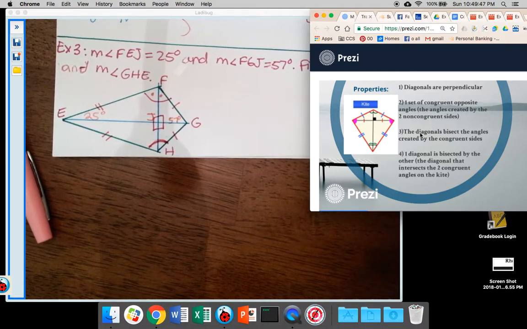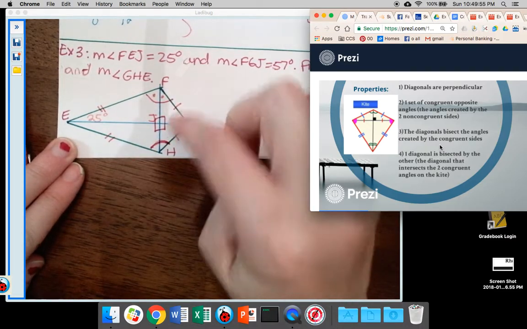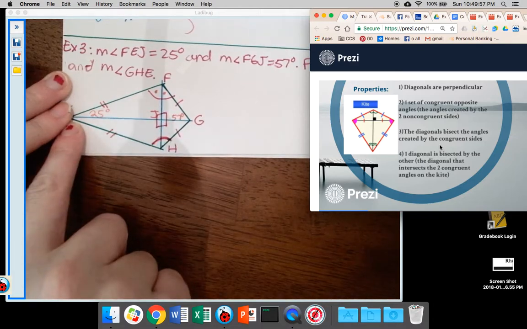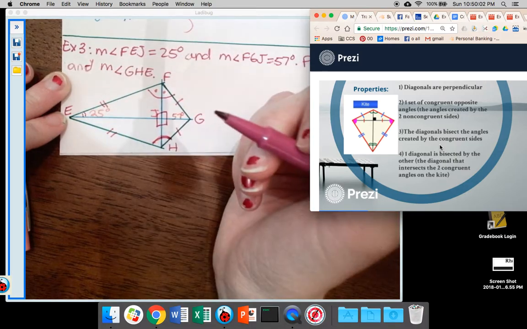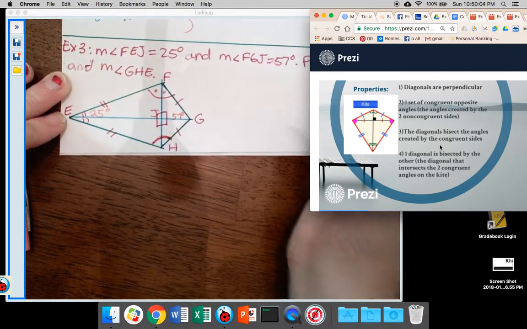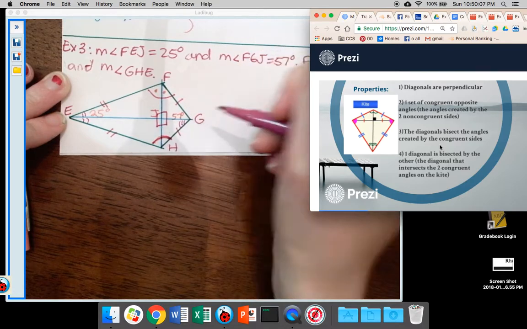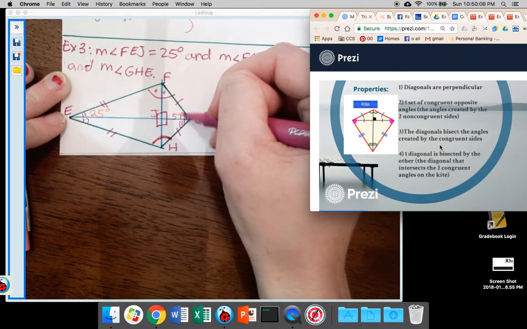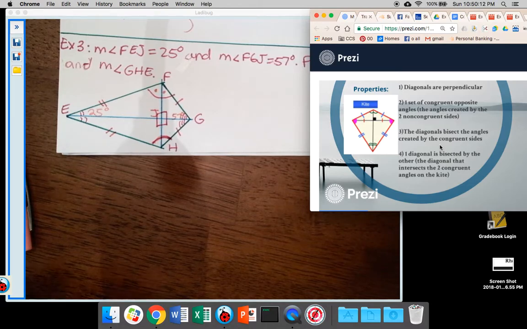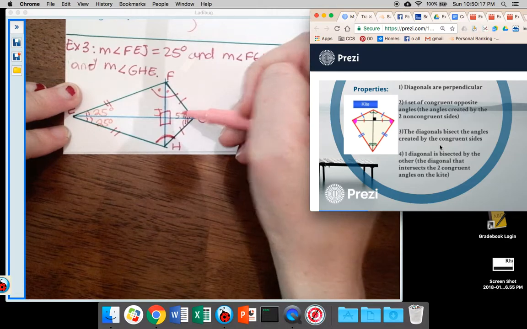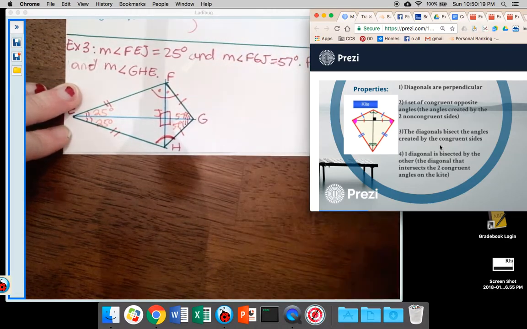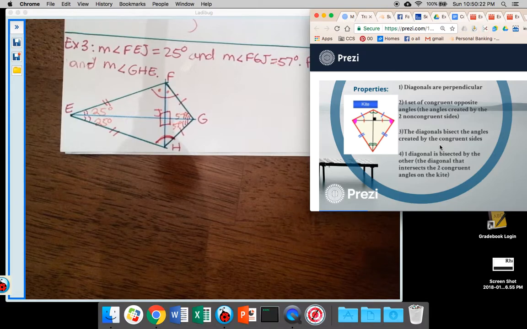Also, the diagonals bisect the angles created by the congruent sides. So for my angles created by my congruent sides, the diagonal bisects it, which means it cuts it in half and creates two congruent angles. So like these two are congruent and these two are congruent, as well as these two, because the diagonal bisects it and cuts it in half. So like if that's 25 degrees, it means that this is 25 degrees. And if that's 57, this is 57. So I don't know, that might help me. It might not, but who knows?